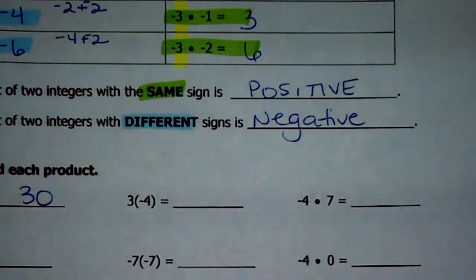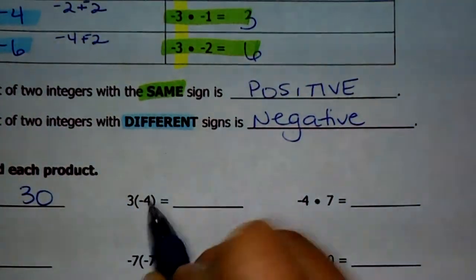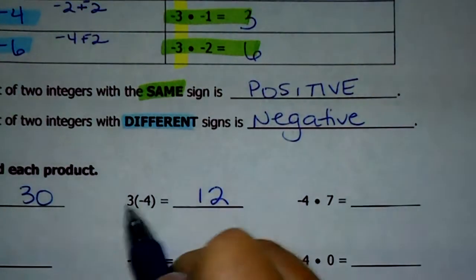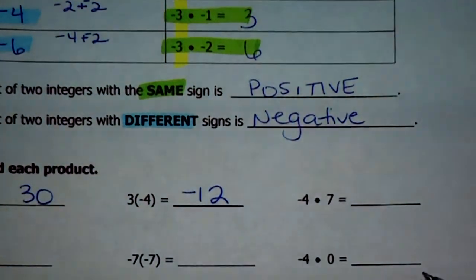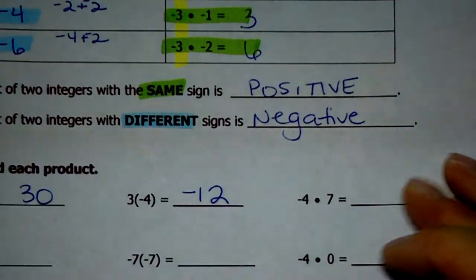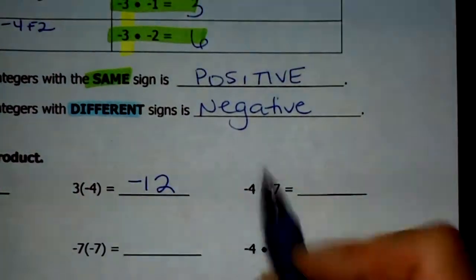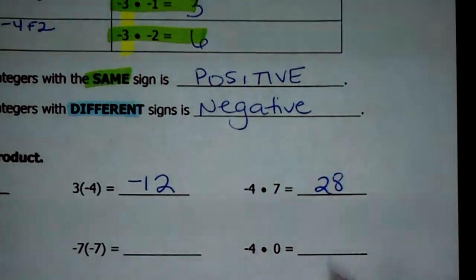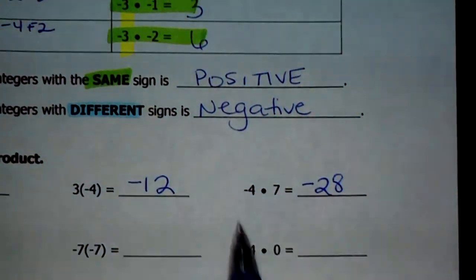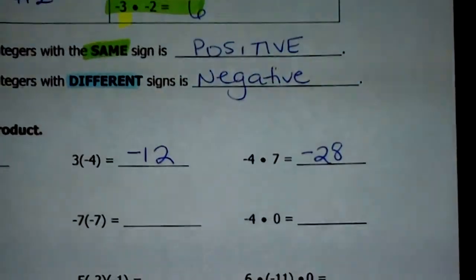Done. Here, a number next to parentheses, this means multiplication. And 3 times 4 is 12. And one of each means negative. Doesn't matter that the 4 is greater, and that's why we have a negative. One of each means negative. 4 times 7 is 28. One of each means negative. It's okay that the 4 is lower than the 7. It's a negative answer because in multiplication, one of each means negative.